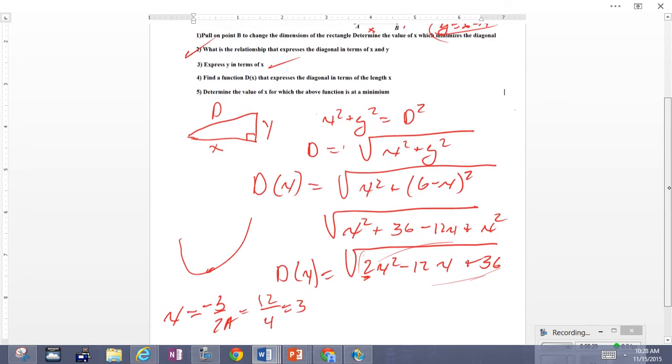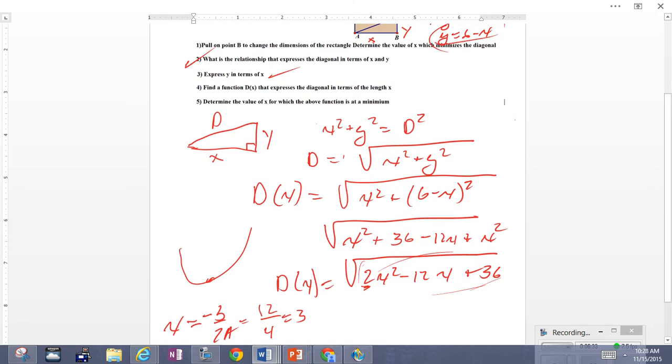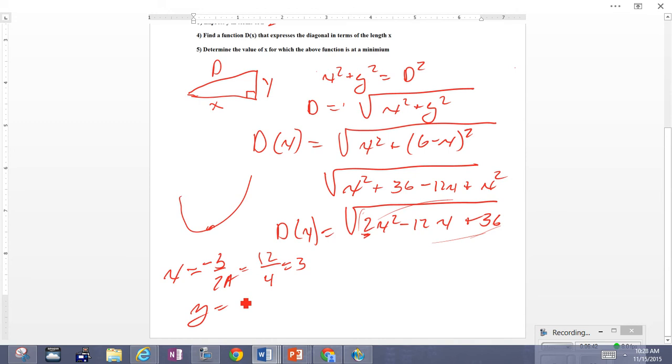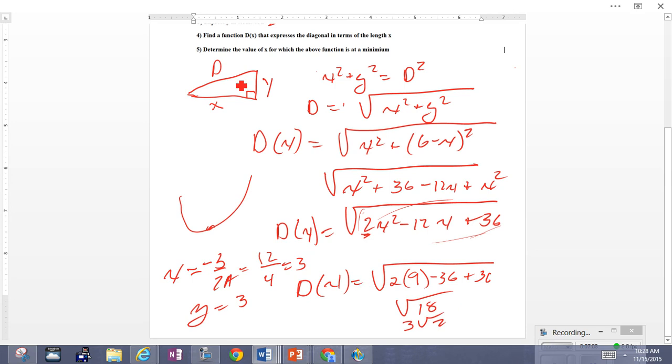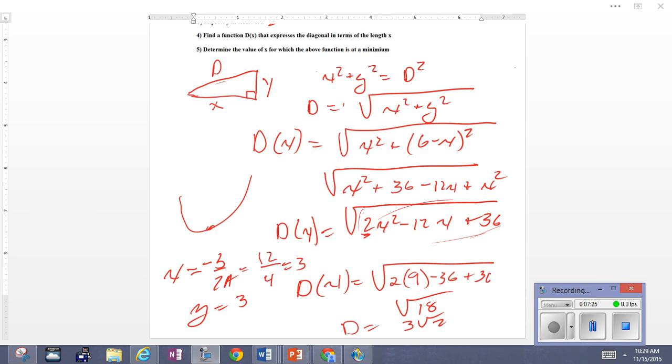What is the minimum? Or what are the dimensions? You might be asking one and the same question. Up here we said that y is 6 minus x, so y is the same: y is 3. So the dimensions are 3 by 3. If we throw 3 back into the function, we should find the minimum distance. That's 2 times 9 minus 36 plus 36, radical 18, which is 3 root 2, which should sound familiar. This is a 45-45-90 triangle that's formed in there. So the minimal diagonal length of 3 root 2 is obtained when the dimensions of the rectangle are 3 by 3, which in turn is a square. Hopefully that explains that problem a little bit better for you.